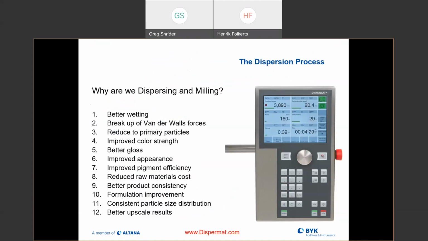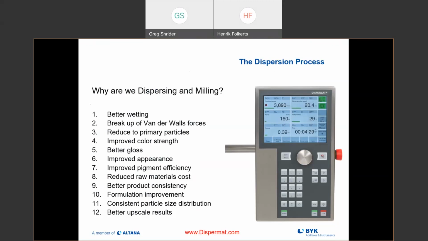So obviously we want to achieve better wetting. We want to break up these binding forces, these invisible forces called Van der Waals forces. They keep those pigment particles, these agglomerates, clustered together. So the goal is to really break up these binding forces, and then in some cases, ideally go down to primary particle size. That's where we need to do that milling. And that allows us to have just better color strength, gloss, and overall a much better appearance.